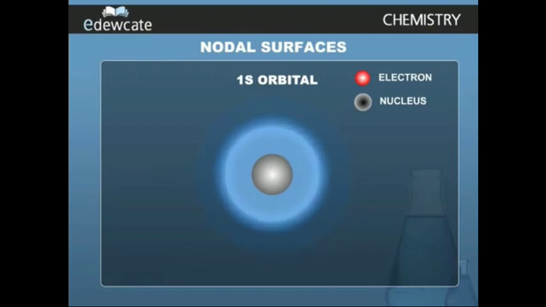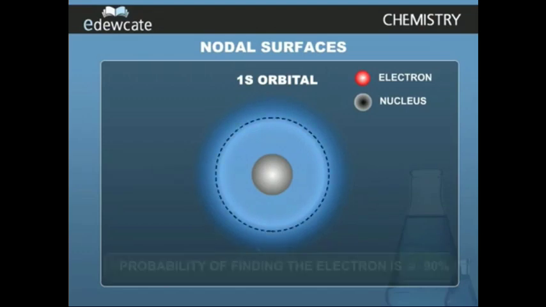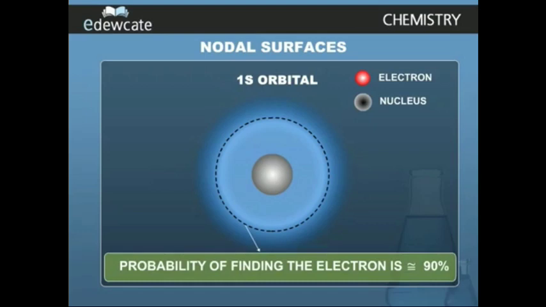In principle, many such boundary surfaces may be possible. However, for a given orbital, only that boundary surface diagram of constant probability density is taken to be a good representation of the shape of the orbital, which encloses a region or volume in which the probability of finding the electron is very high, say around 90%.